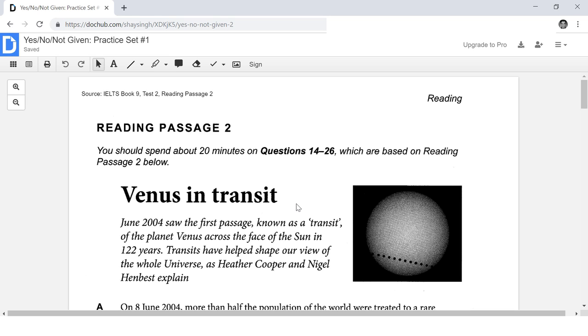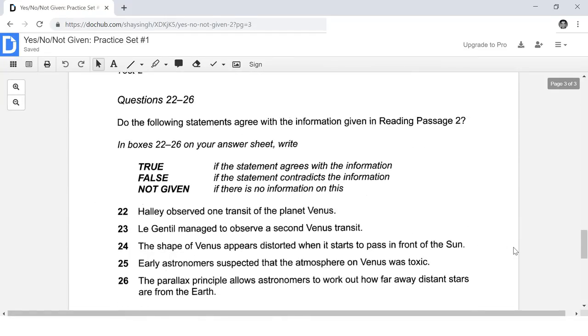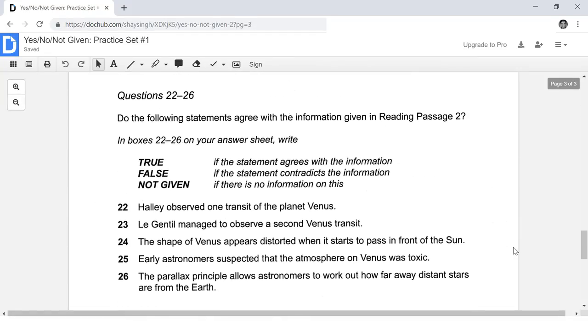So for this example, I've chosen reading passage number 2. So it's going to be a little bit more trickier than what you would expect in reading passage number 1. So let's take a look at how to answer this question type. So like always, we're going to go straight down to our questions, and we're going to start right away by underlining or circling our keywords in each one of these questions. So let's go ahead and do that.